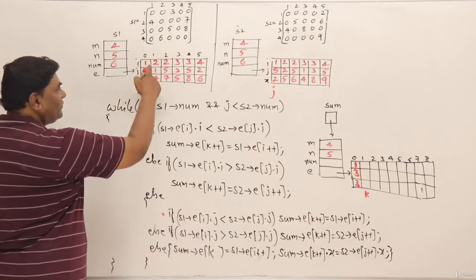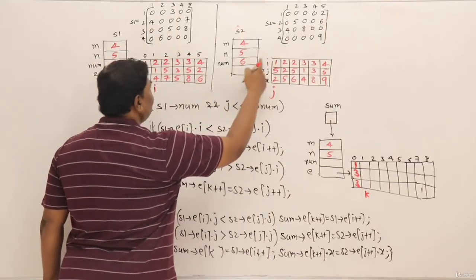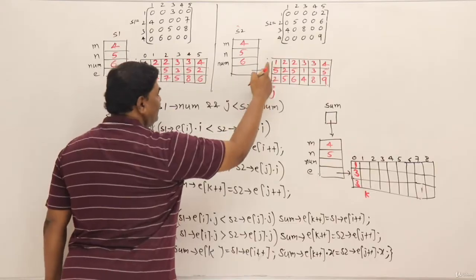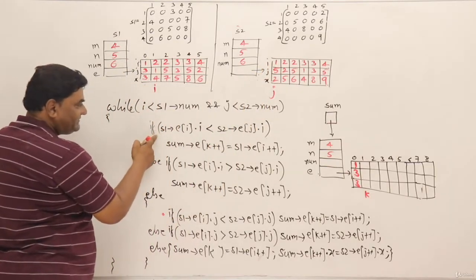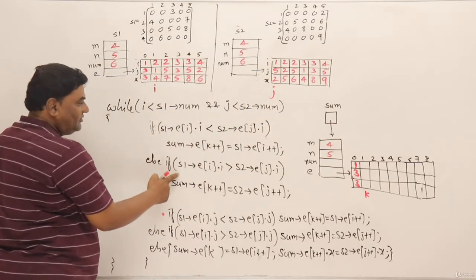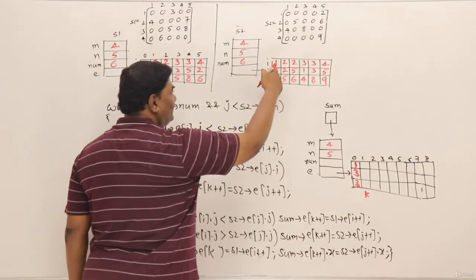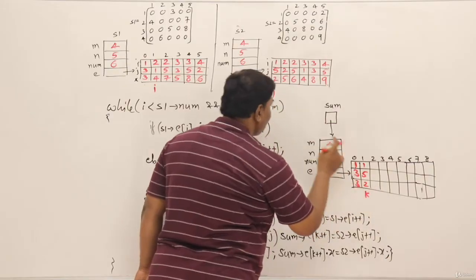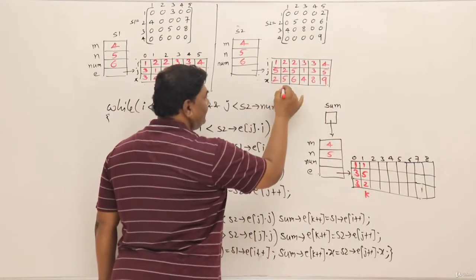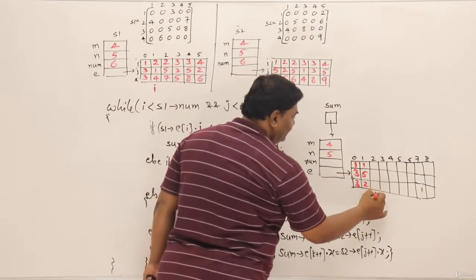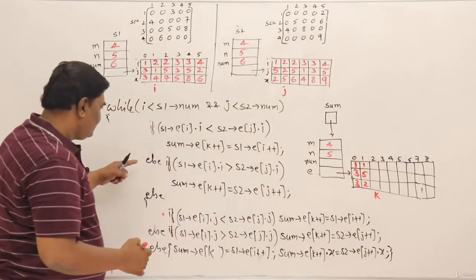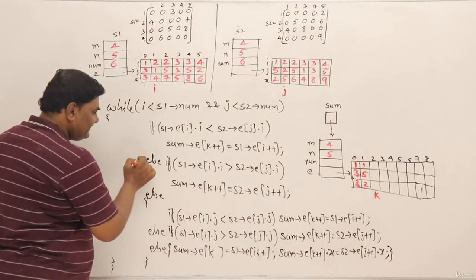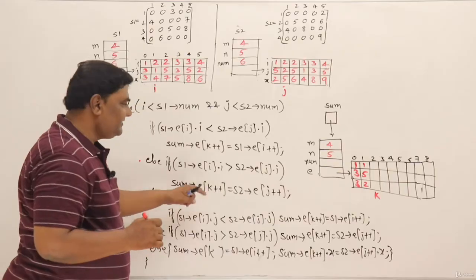Now in this case, row numbers are checked. This is 2, this is 1. So this is false. So this will be true. So this row number is smaller. So 1, 5, 2 is copied. Then j is incremented and k is incremented. So this was true in this case. So the element from S2 is copied.